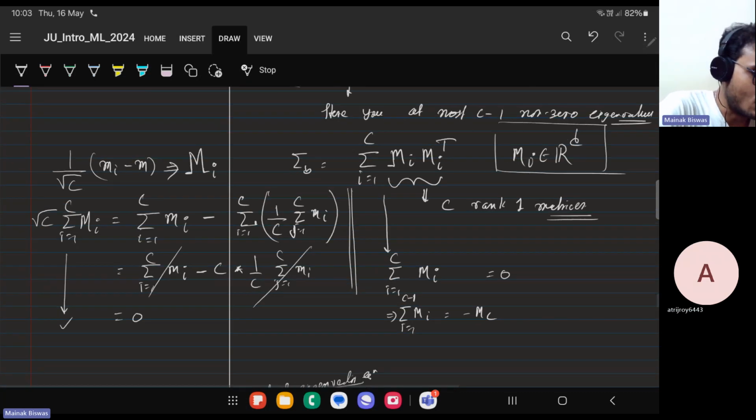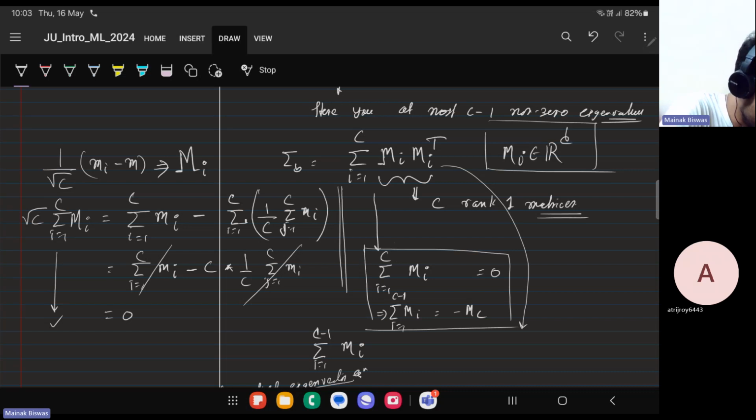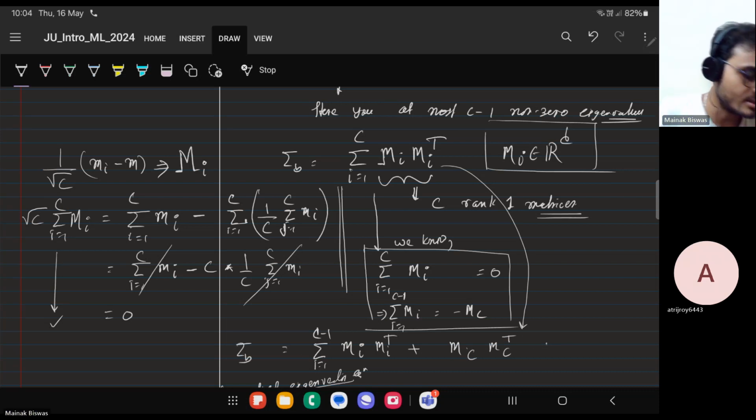So now in this original equation, I will do something. I'll write the sum from 1 to C minus 1 of Mi Mi transpose, plus MC MC transpose. Can I write this? This is my sigma B. Correct?